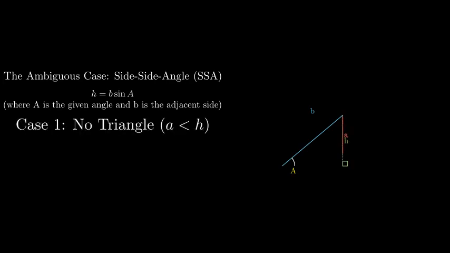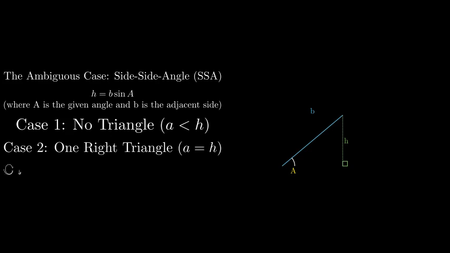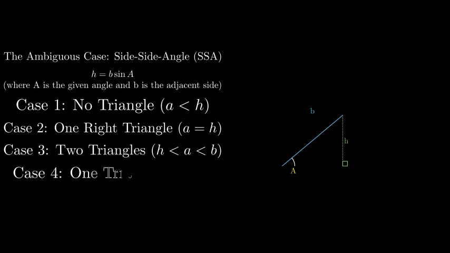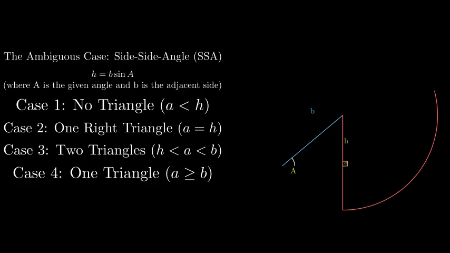First, if side A is shorter than the height h, it can't reach the base. No triangle can be formed. Second, if side A is exactly equal to the height h, it forms exactly one triangle, which is a right triangle. Third, and this is the most interesting case, if side A is longer than the height, but shorter than side B, it can swing inward or outward to form two distinct triangles. Finally, if side A is longer than or equal to side B, it's too long to swing back, so it can only form one triangle.